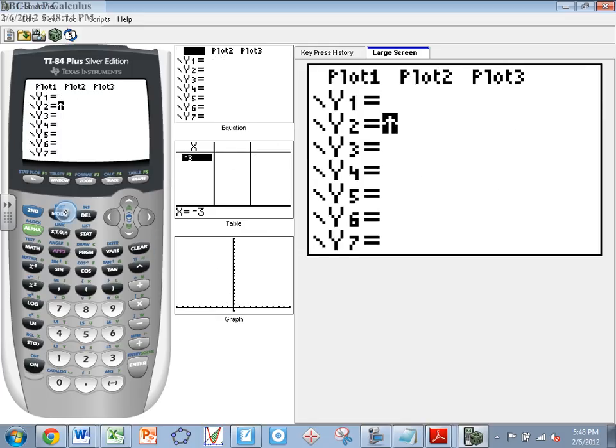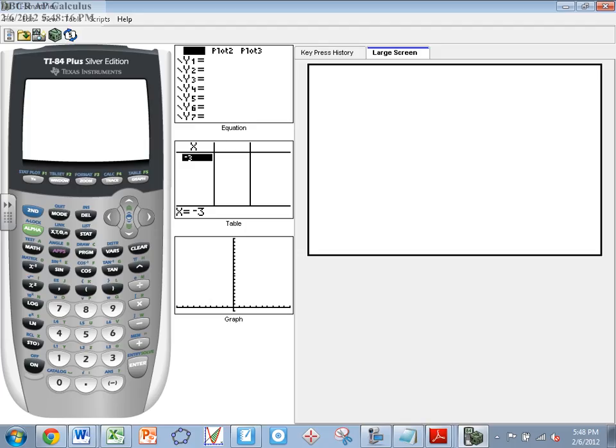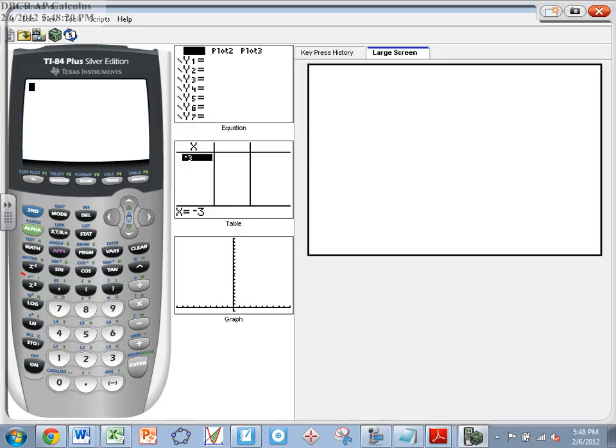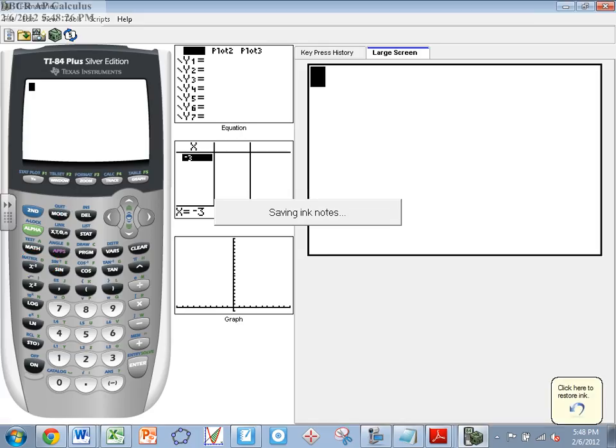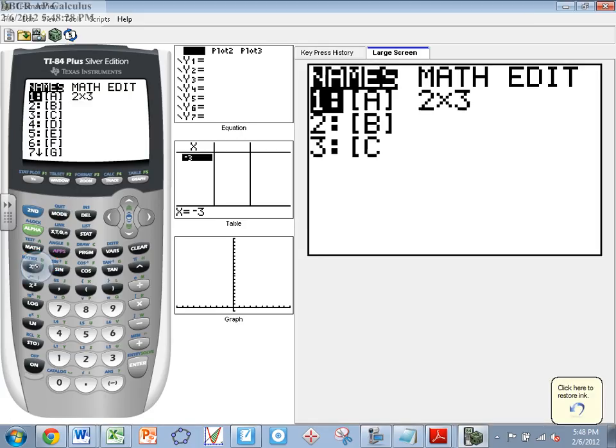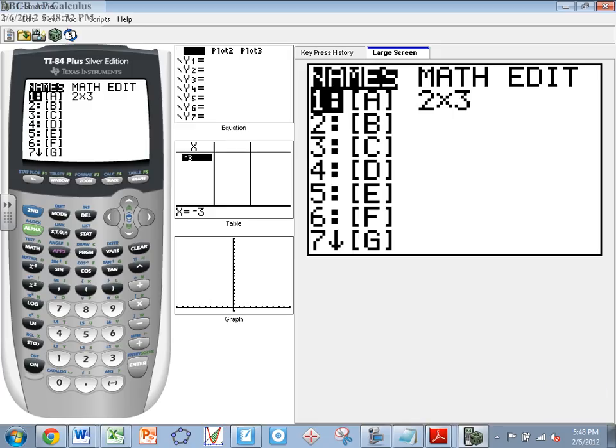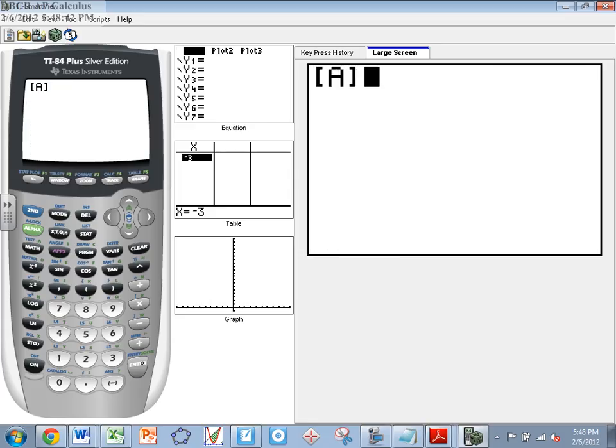Now, I want to use the matrix command. The matrix command, you're going to notice, is above the x to the -1, so I have to use my second key. Second, and then I hit matrix. Now, you're going to notice on my calculator, there's already a 2 by 3 matrix set up. But I don't care about that. I'm going to overwrite it. So, in order to input a matrix into the calculator, you must go over to Edit. So we go over to Edit. Hit Enter. Now, whoops. Let's try that one more time.